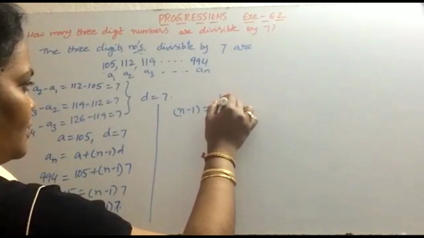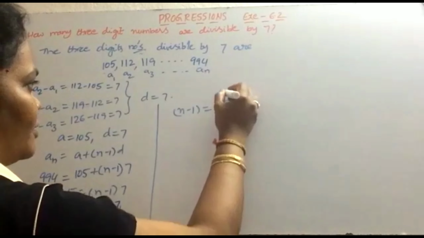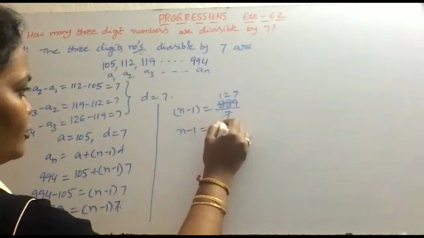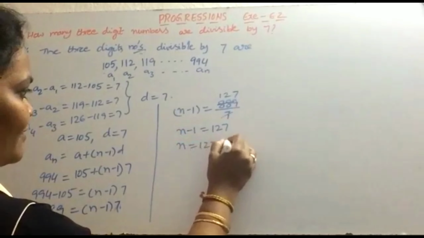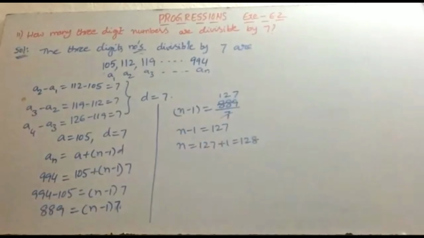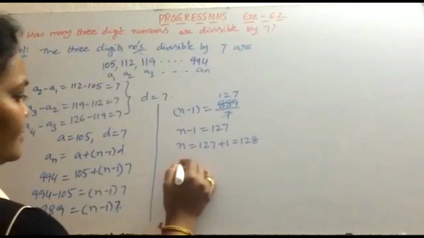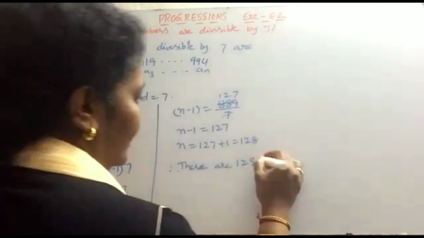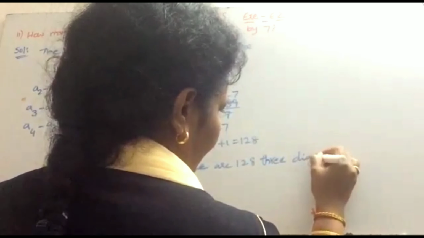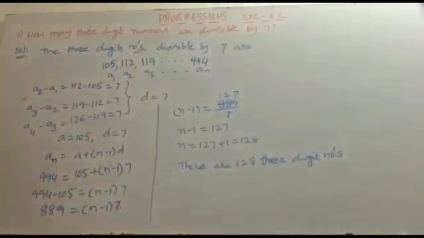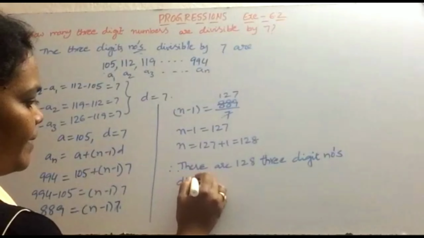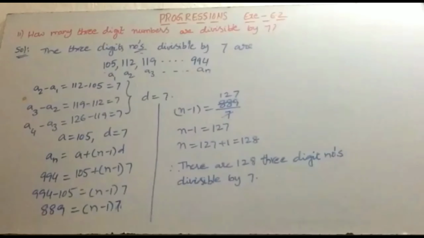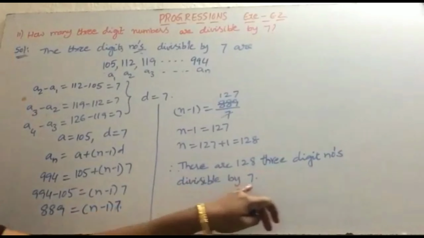7 ones are 7, 7 twos are 14, 7 sevens are 49, so N minus 1 is equal to 127. N is equal to 127 plus 1, that is equal to 128. So therefore there are 128 3-digit numbers divisible by 7.